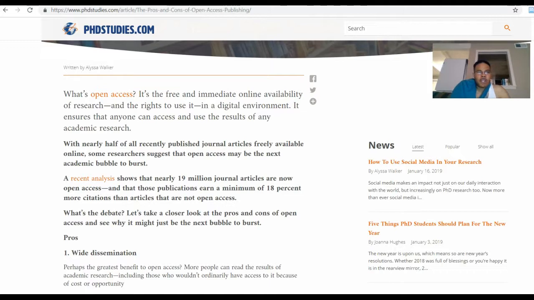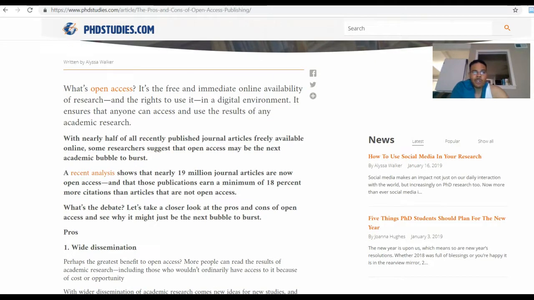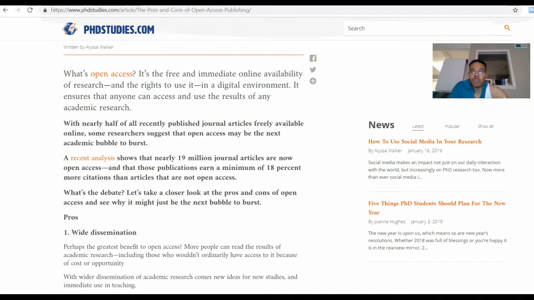What is open access? It's the free and immediate online availability of research and the rights to use it in a digital environment. With nearly half of all recent published journal articles freely available online, some researchers suggest that open access may be the next academic bubble to burst. So isn't that scary? A recent analysis shows that nearly 19 million journal articles are now open access, and that those publications earn a minimum of 18% more citations than articles that are not open access. So what's the debate? Let's take a closer look at the pros and cons of open access and see why it might just be the next bubble to burst.